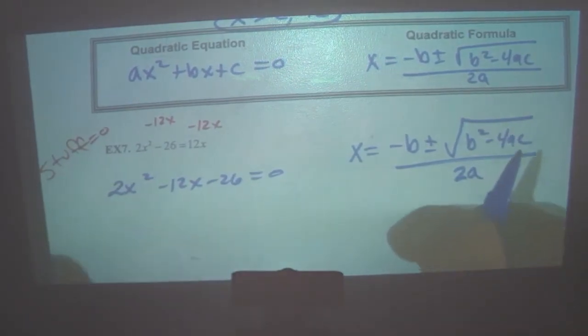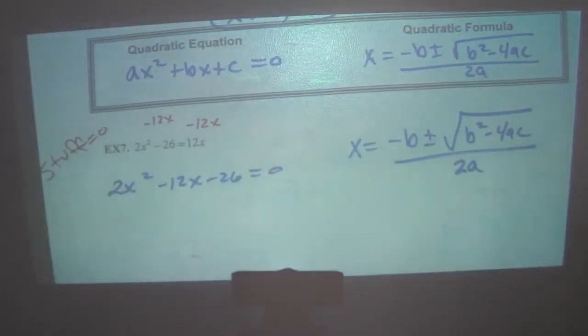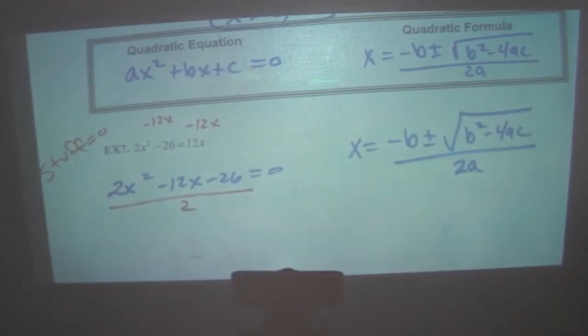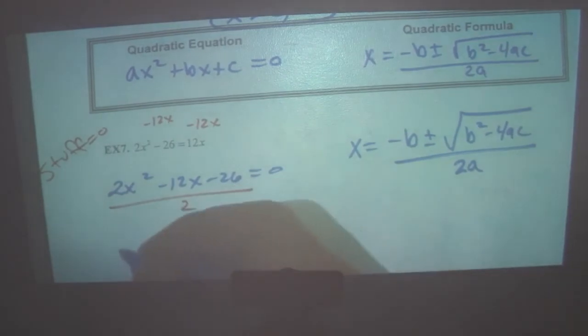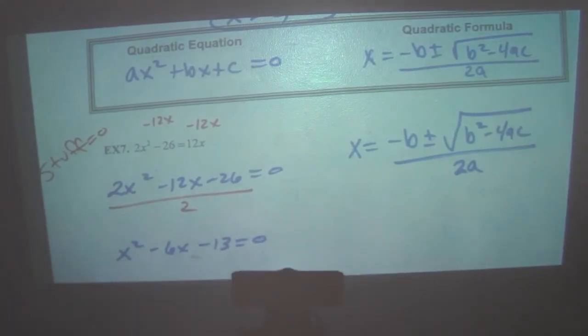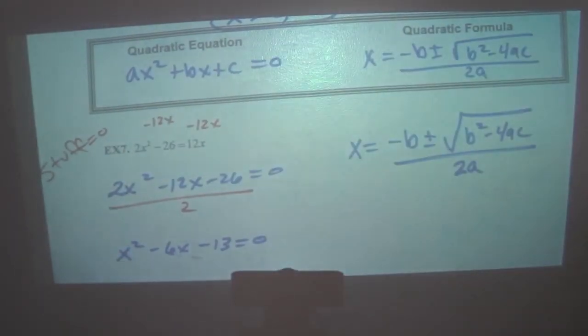Okay? Now, if you like working with smaller numbers, see if there's something you can divide all these guys by. You don't have to do this. It just makes the multiplication and stuff later easier. So I'm going to divide everything by 2. And now I've got easier numbers to work with. You don't have to do this. You could just use those numbers as they are.